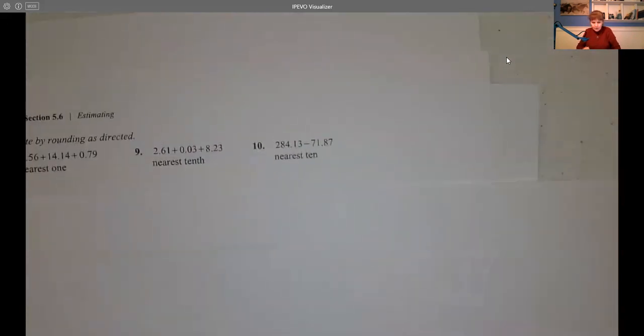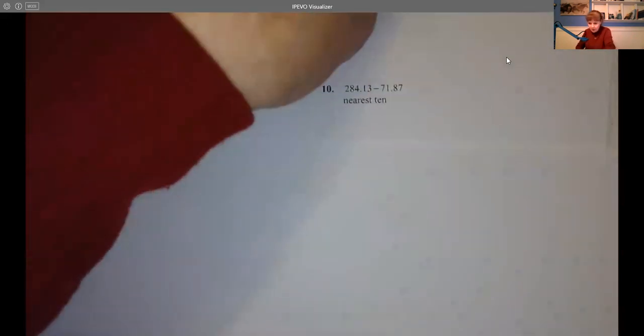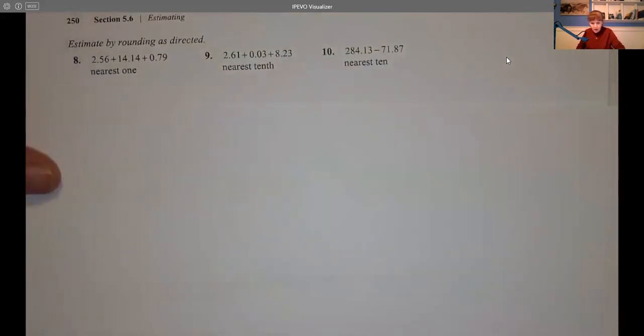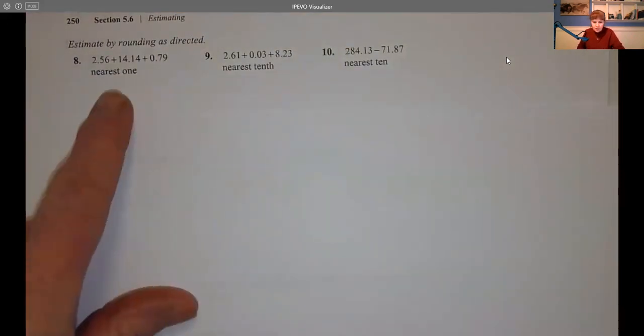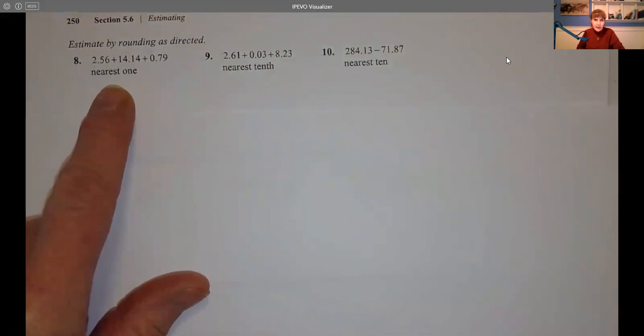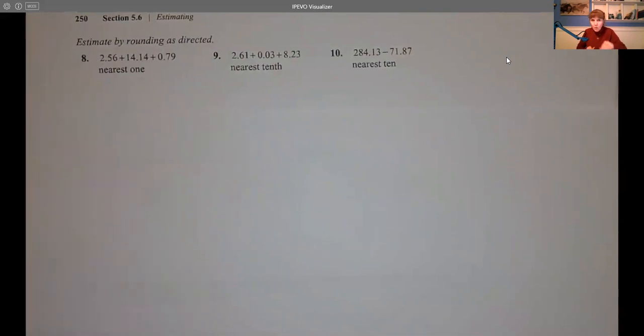Now here, they are going to tell you that you want to estimate by rounding as directed. So you're going to round to the nearest one. You do that before you add, because that's the purpose, to make it easier. You're just finding an idea.